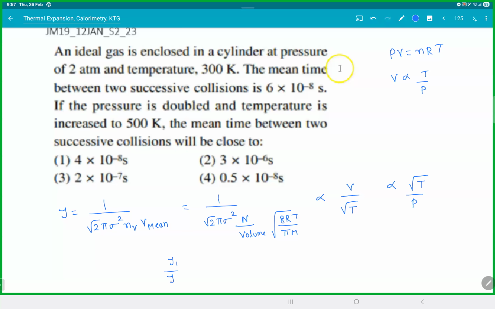So tau 1 by tau 2 will be root over T1 by T2 and P2 by P1. So tau 1 is 6 into 10 power minus 8. This is tau 2. The root T1 by T2 is 300 by 500. And the pressure has become doubled. So P2 is 2P by P.